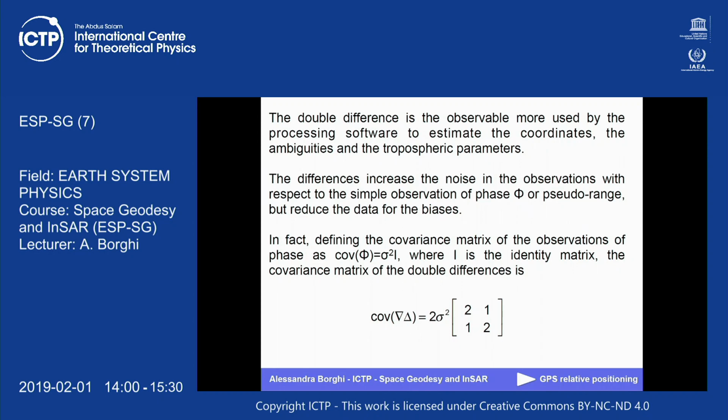So we have seen that if you consider the covariance matrix of the phase measures given by this simple relationship, so sigma squared, the standard variance, multiplied by an identity matrix, and you compute the propagation of this covariance for double differences, you obtain a covariance matrix of this type. So we have increased the error because at the beginning we have this situation.